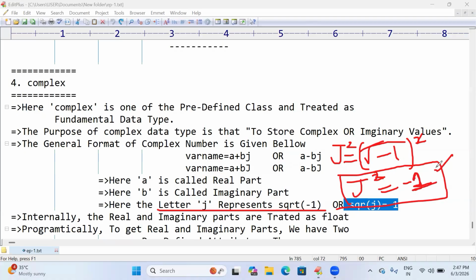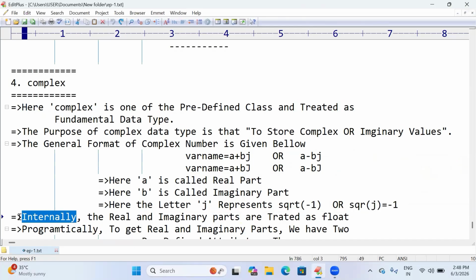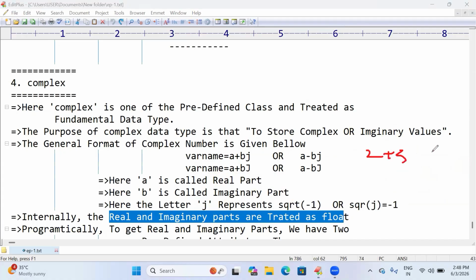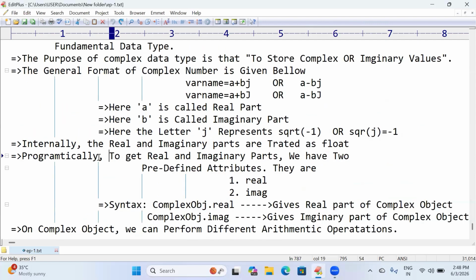The main thing is we use this value in the multiplication of two complex numbers. Internally, the real and imaginary parts are treated as floats. So if we consider 2 plus 3j, internally Python takes 2 as 2.0 and 3 as 3.0.